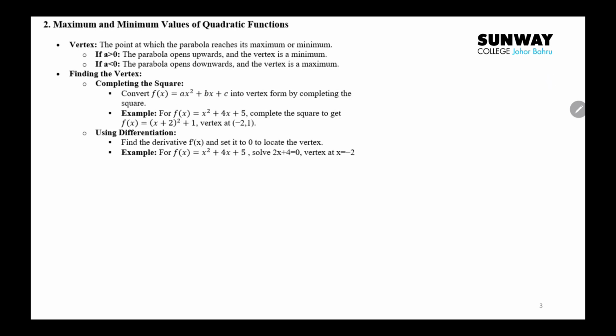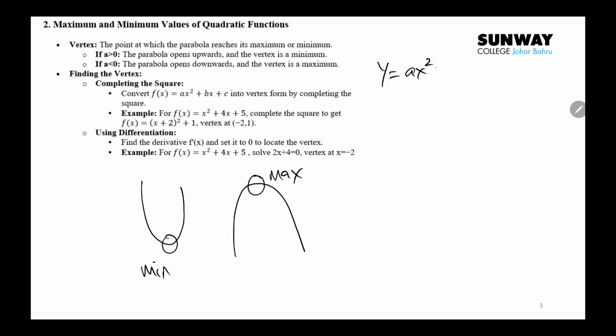Moving on, because this is a quadratic equation, you will have a turning point. A turning point is sometimes also known as the minimum point or the maximum point. As we mentioned earlier, in the equation y equals ax squared plus bx plus c, if a is bigger than 0, the parabola opens upwards, and so the vertex is a minimum point. On the other hand, when a is smaller than 0, the vertex is the maximum.